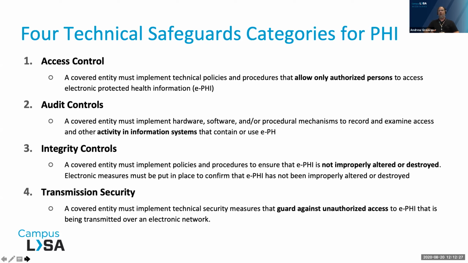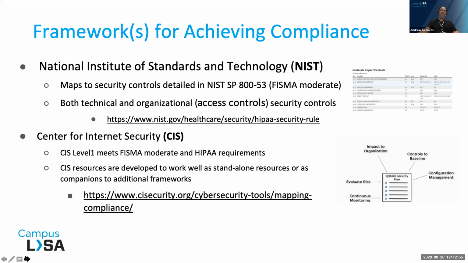We need to know who is doing what within the environment. Those audit controls that are number 2 really talk about the activity inside the information system. Integrity controls, so making sure that records aren't being improperly altered or destroyed. And transmission security, meaning guarding against unauthorized access. So, a breach or nefarious activity going on inside the electronic health record or systems.